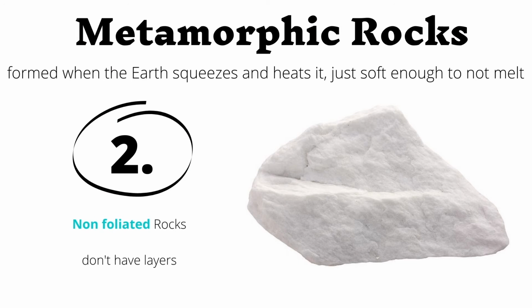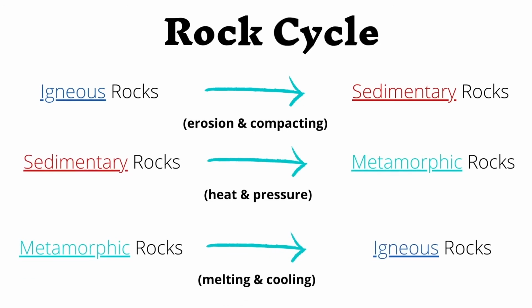Now, going back to the rock cycle. It basically describes how each type of rock can turn into another through a specific process or cycle. So igneous rocks can actually become sedimentary rocks through erosion and compacting. Sedimentary rocks can in turn become metamorphic rocks through heat and pressure. And finally, metamorphic rocks can turn back to igneous rocks through melting and cooling.